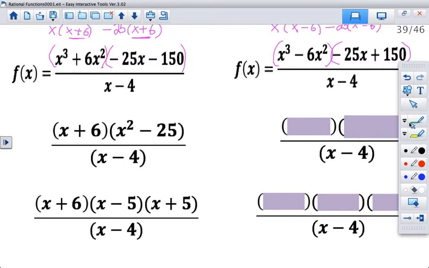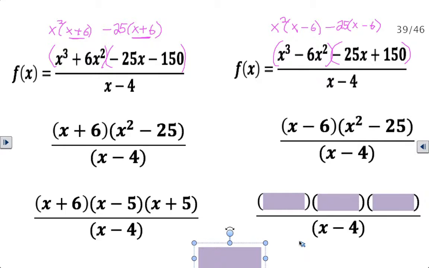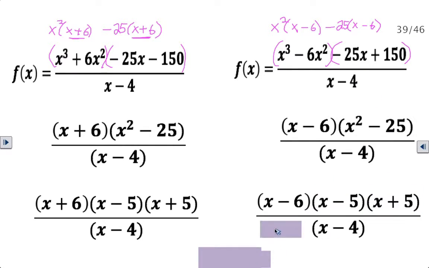Okay, so your factors are going to be x minus 6 and x squared minus 25. Your x minus 6 cannot factor anymore, but the x squared minus 25 will factor to x minus 5 times x plus 5. Okay. If you want to check, you can always multiply everything back together here and make sure you get what you have up here. All right.